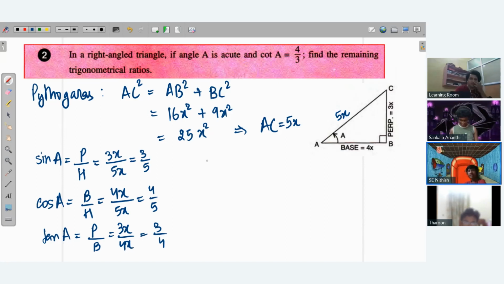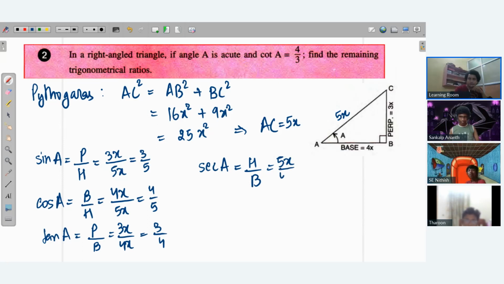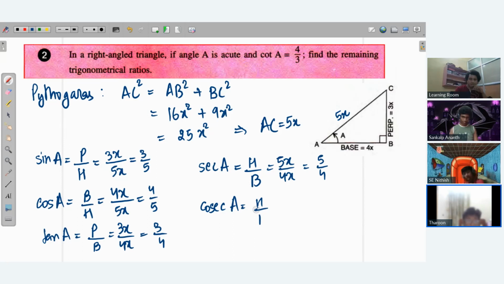Sir, I was right. Anyway. Cosec theta, 5/4, 4/5, and 4/3. So cot is anyway given. Then sec is 5/4, H over B, meaning hypotenuse 5x by 4x. Then cosec A is hypotenuse over perpendicular, 5/3.